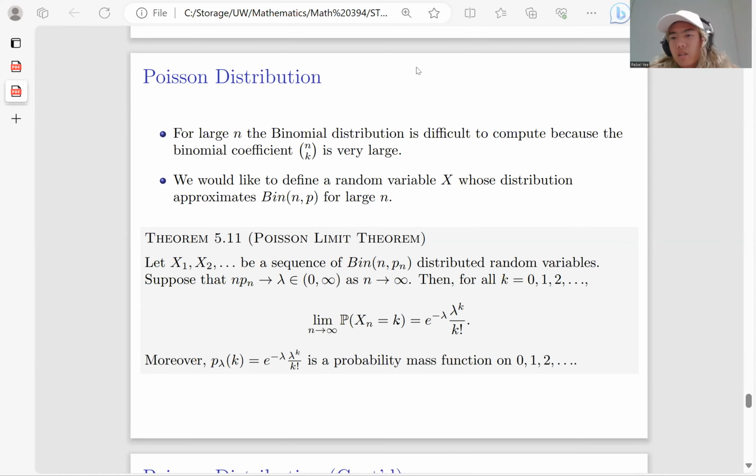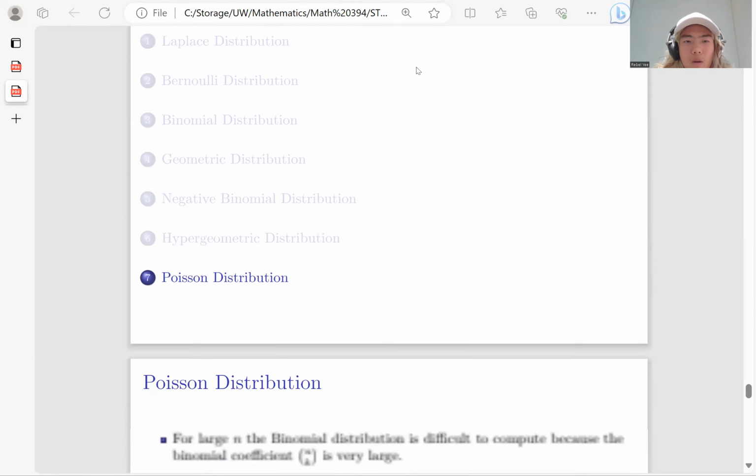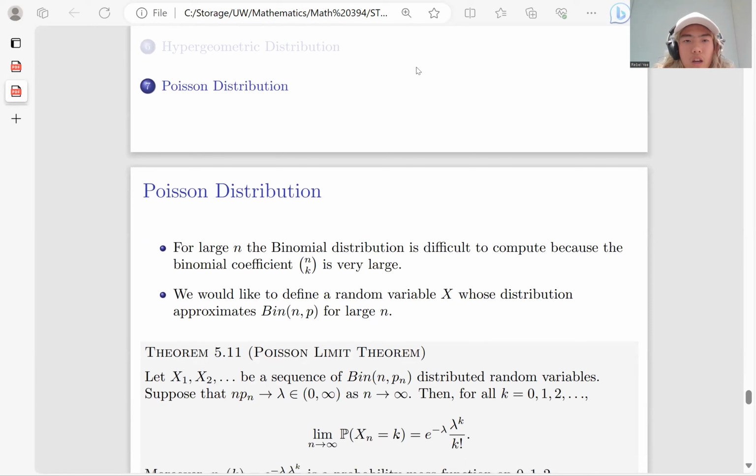I remember last section we were talking about many different discrete distributions like the Laplace distribution, binomial, negative binomial, geometric, and especially the Bernoulli distribution, which is the easiest type. We left the Poisson distribution not talked about, and today we'll introduce the Poisson distribution in discrete probability.